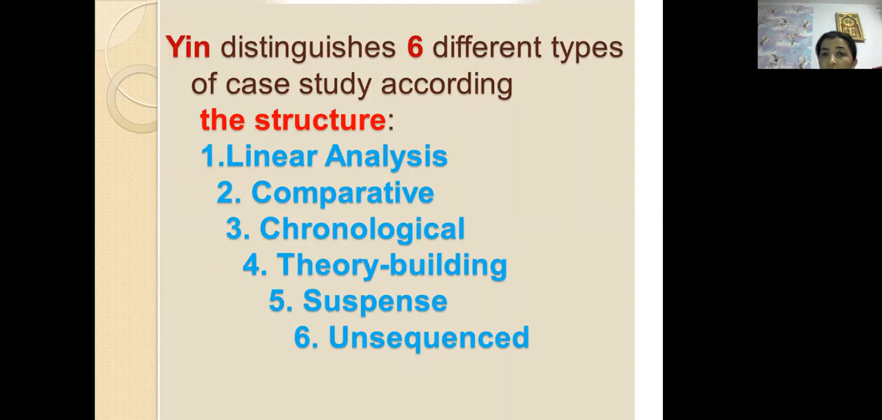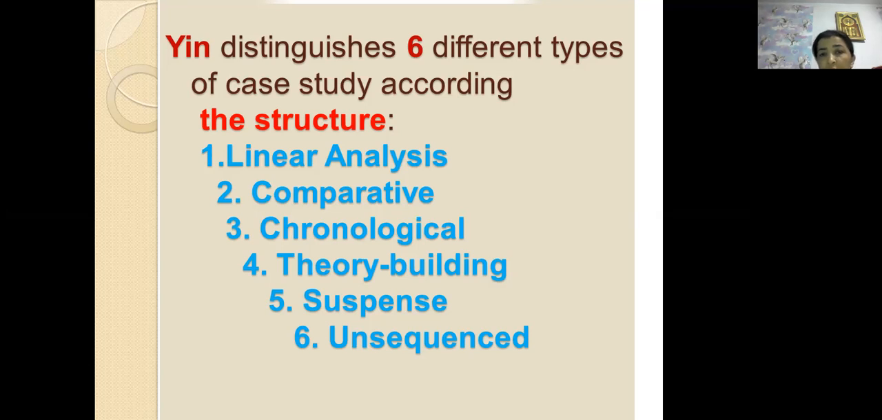The first type is linear analysis. The second one is comparative. The third one is chronological. The fourth one is theory building. The fifth is suspense. And the sixth one is unsequenced types of this case study, following the structure. Don't forget, so that we don't confuse it.